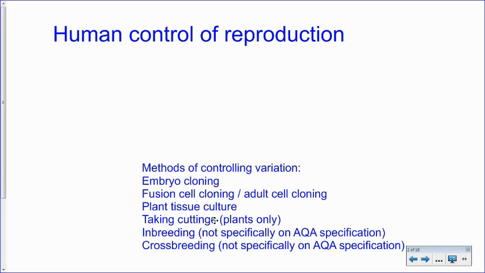So we're going to look at different methods humans use to control reproduction for various purposes, and I suppose the hard bit about understanding this is recognising when you've got sexual reproduction happening, when you've got asexual reproduction happening, which bits are cloning and which bits aren't cloning. So these are the methods we're going to look at.